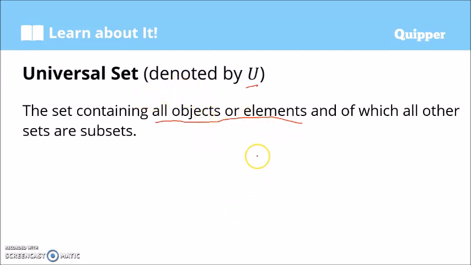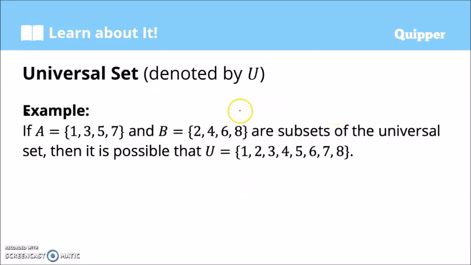Subsets niya lahat ng sets. Sige, let's have an example. If A is the set of 1, 3, 5, 7, and B is the set of 2, 4, 6, 8, are subsets of the universal set, then it is possible that the universal set is the set 1. Ibig sabihin, lahat ng element ng A at saka lahat ng elements ng B. Okay? At posible pang may extra na elements sa universal set, no? Posible.